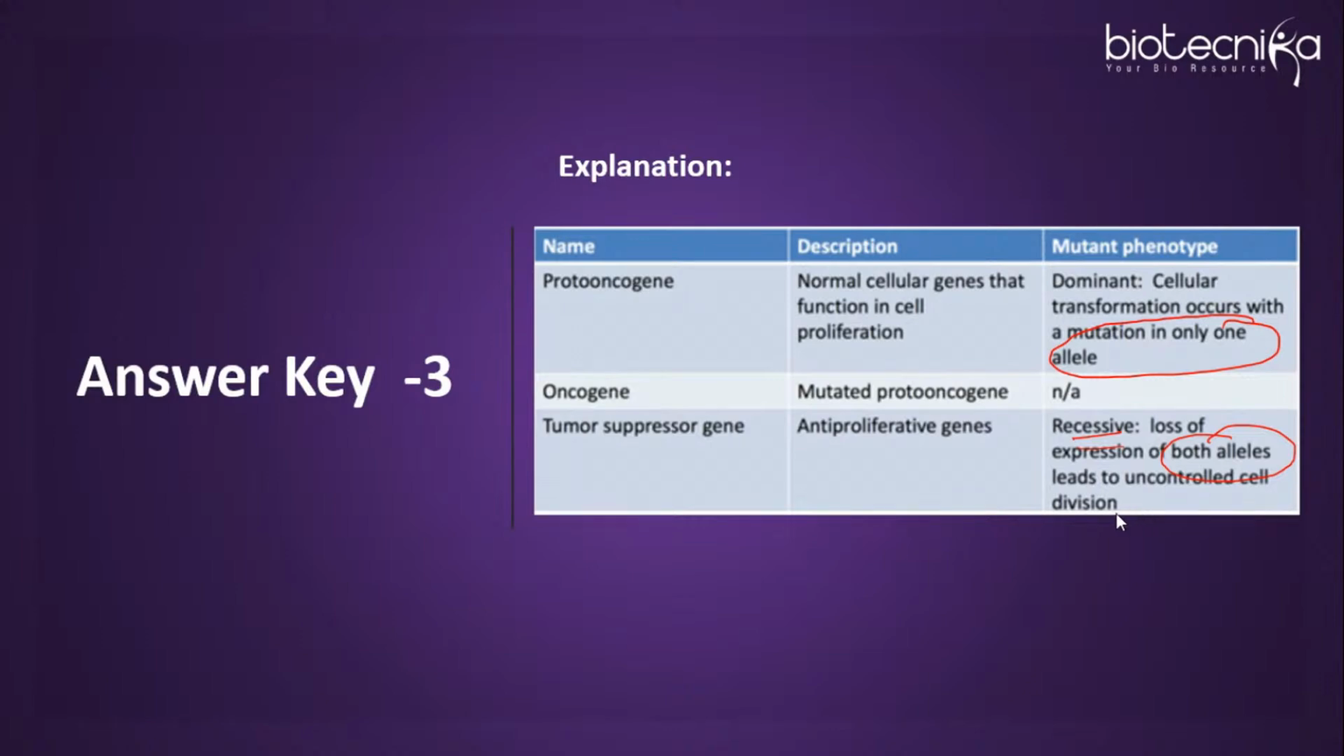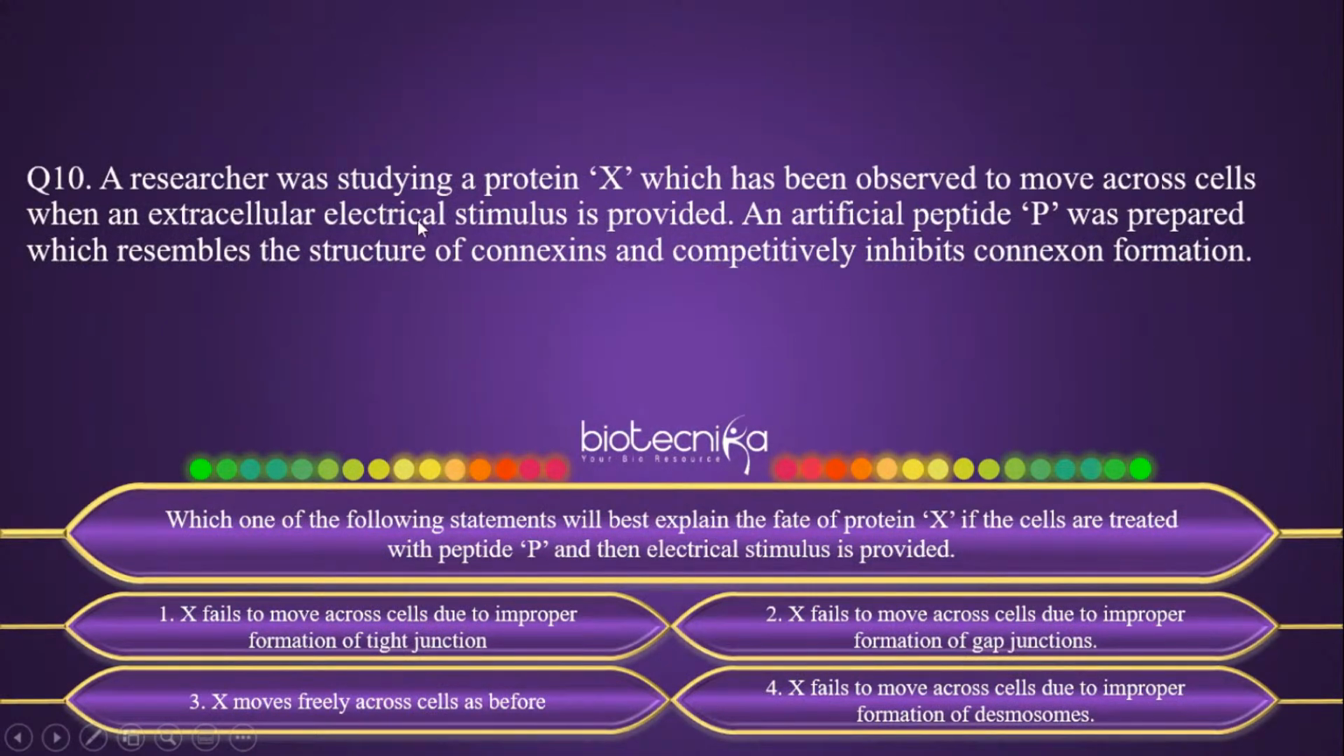So moving on to the last question. A researcher was studying a protein X which was being observed to move across cells when an extracellular electrical stimulus is provided. An artificial peptide P was prepared which resembles the structure of connexin and competitively inhibits connexin formation. So you have to find out the fate of protein X if the cells are treated with peptide P and then the electrical stimulus is provided.